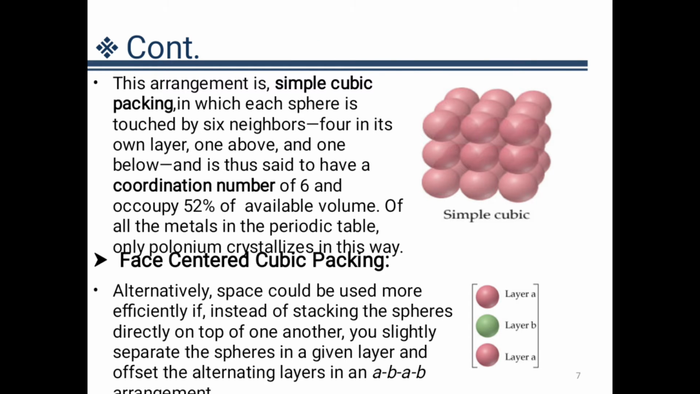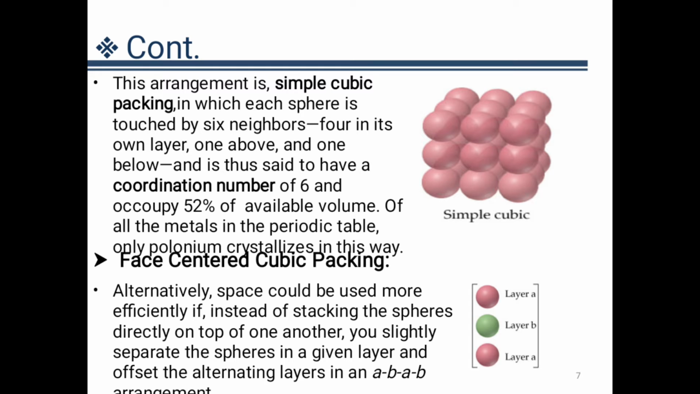This arrangement is simple cubic packing, in which each sphere is touched by six neighbors, four in its own layer, one above and one below, and is thus said to have a coordination number of 6 and occupies 52% of available volume. Of all the metals in the periodic table, only polonium crystallizes in this way. Here is the structure of simple cubic, with one atom in the center, another on top of the atom and one below the atom.